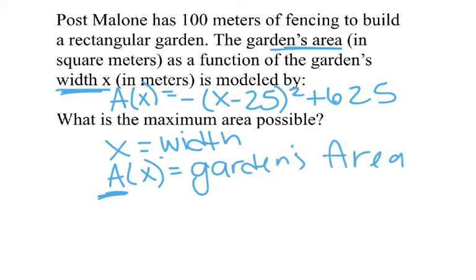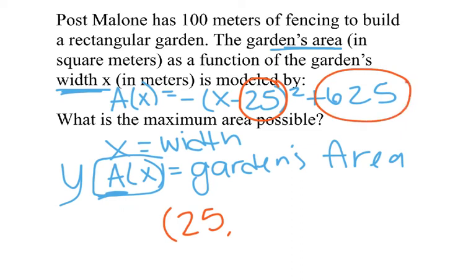And anytime you see something like this, this is really your y coordinate. Okay, so it's already in vertex form. So now we know this is going to be the x value of my vertex, and that means the last number by itself is the y value of my vertex. So this is x and this is y.